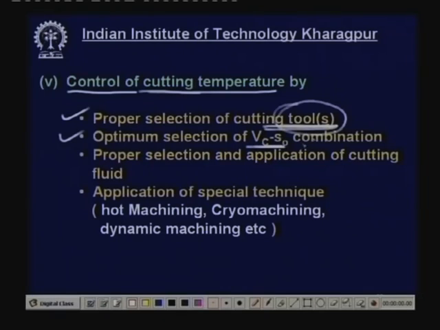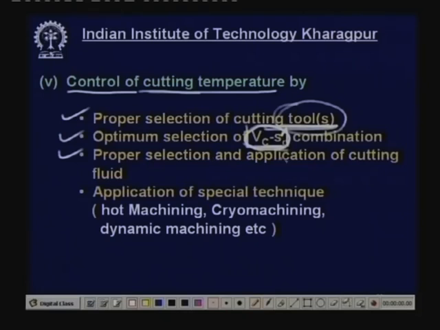Next is optimum selection of velocity and feed. In the previous case, we observed that variation of cutting velocity raises the temperature more significantly than an increase in feed. Suppose we decrease the velocity by 50% and increase the feed by 100%, then the productivity will remain the same, but the temperature will come down. Of course, other kinds of problems like surface roughness may arise.